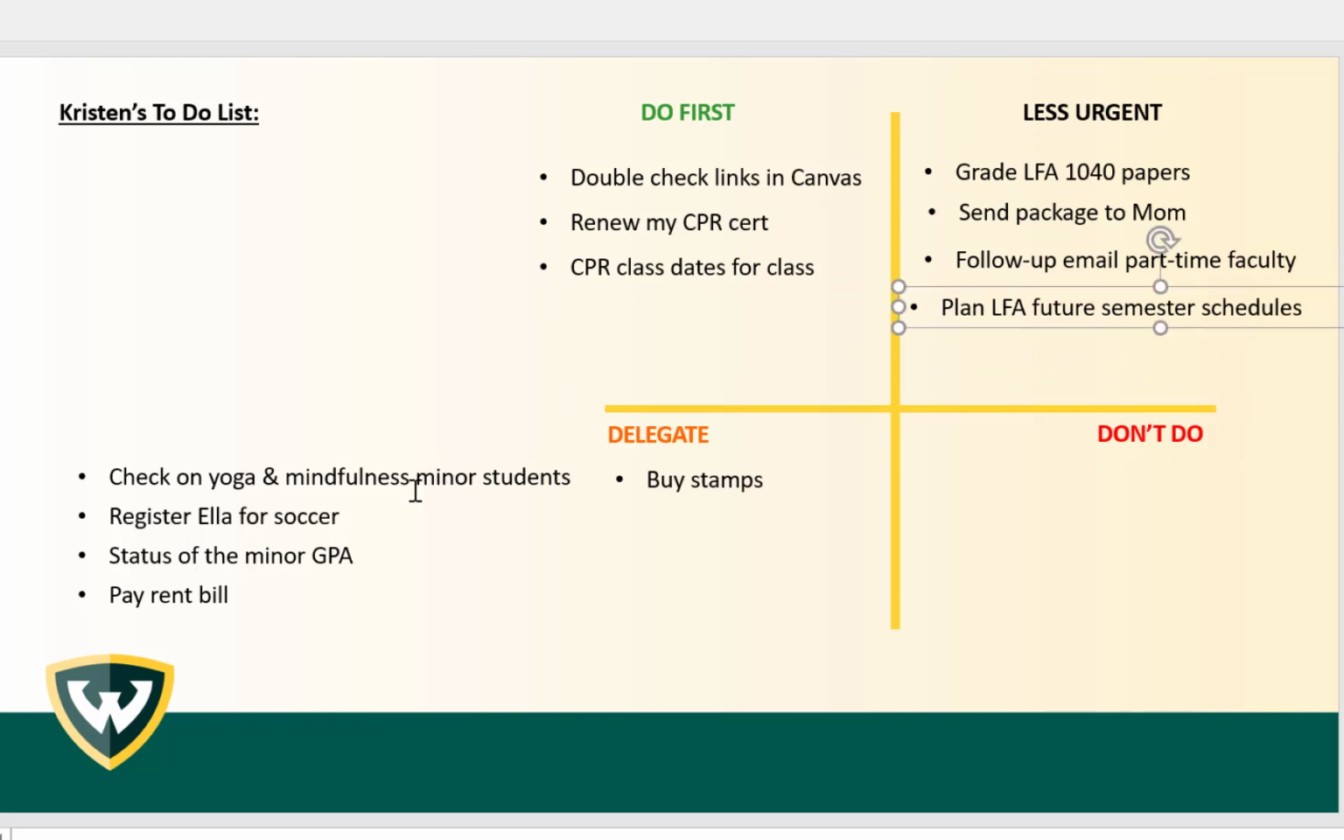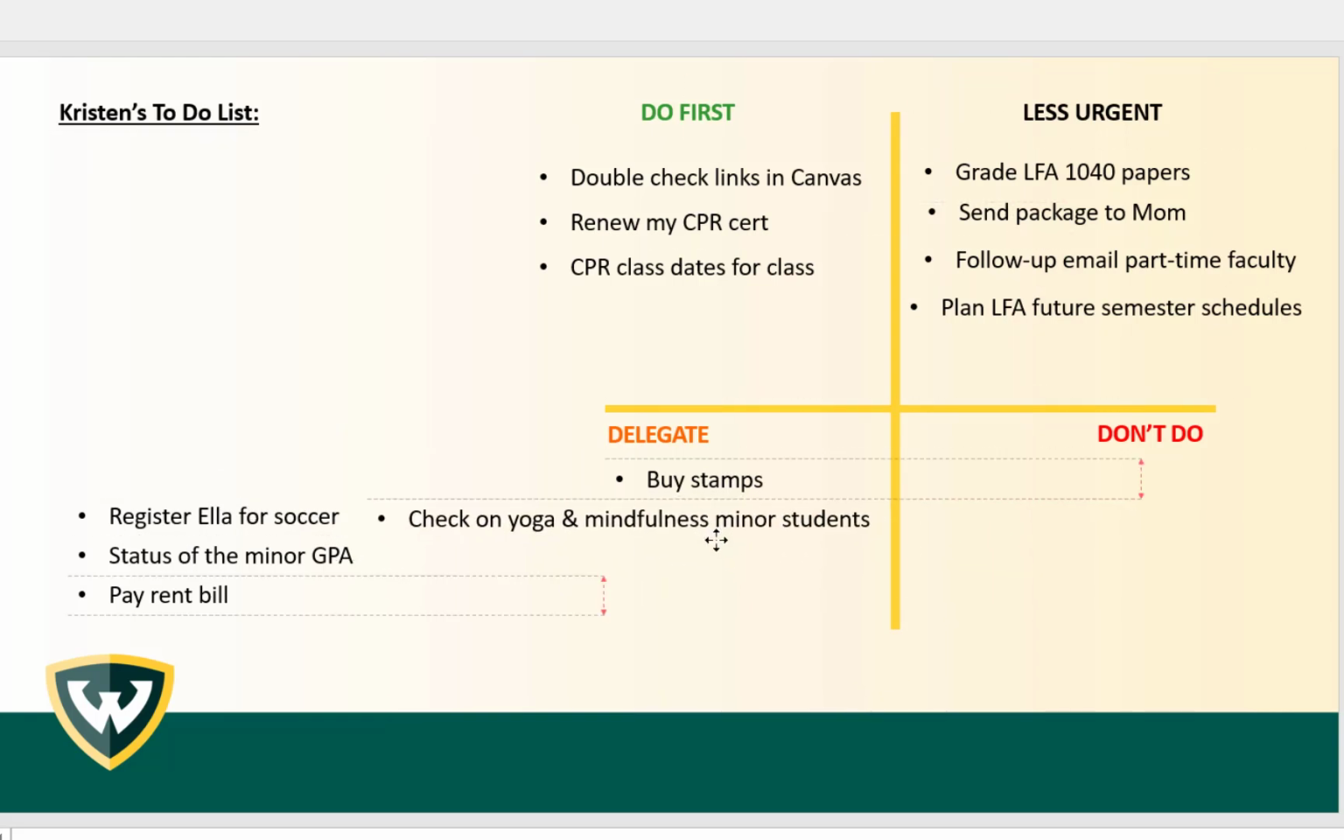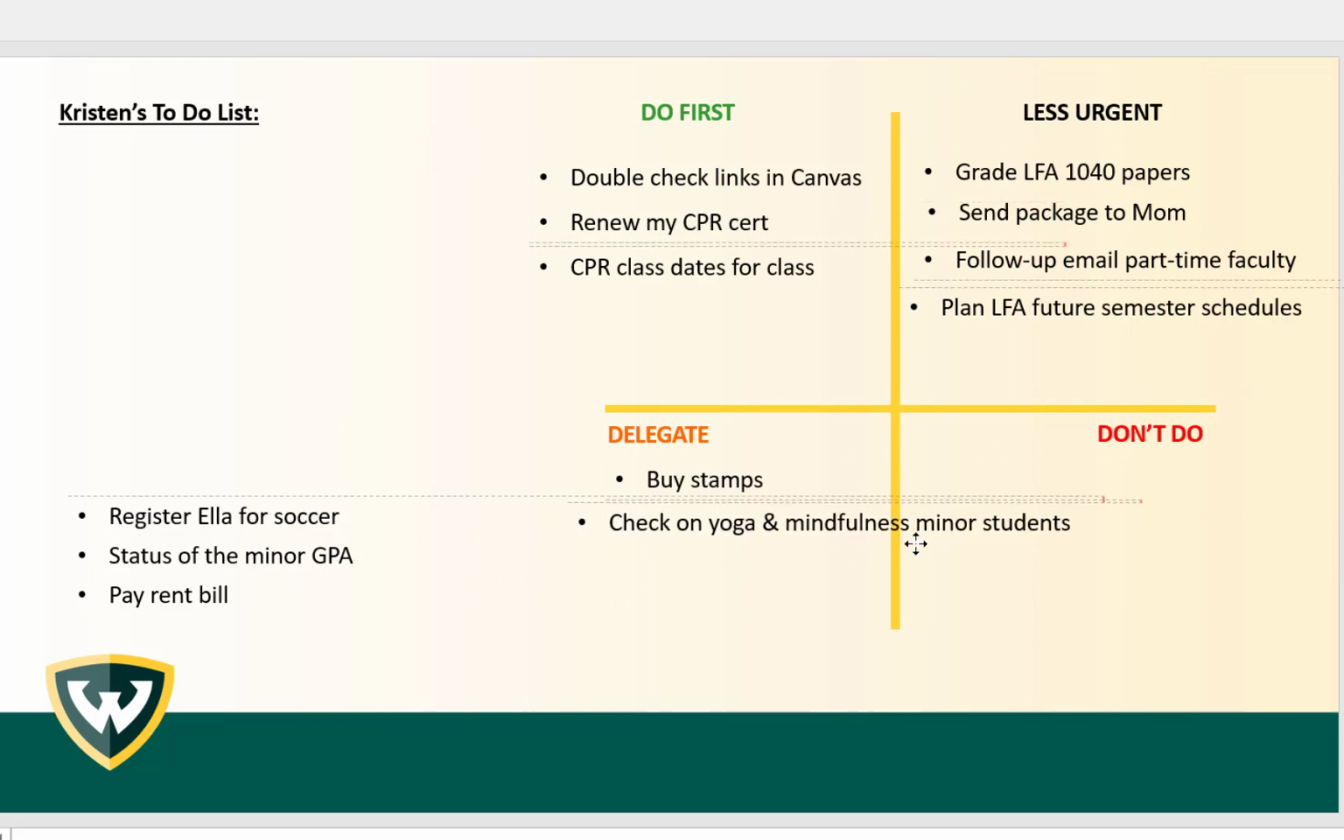Check in yoga and mindfulness minor students. While I oversee the students, they're not actually my students. So maybe I can ask one of the instructors to do that, or I can ask the secretary, right? Register LFS soccer. My husband is just as capable of registering also.